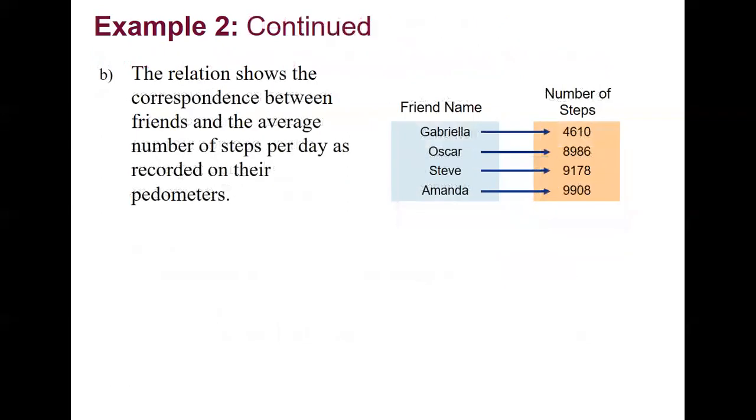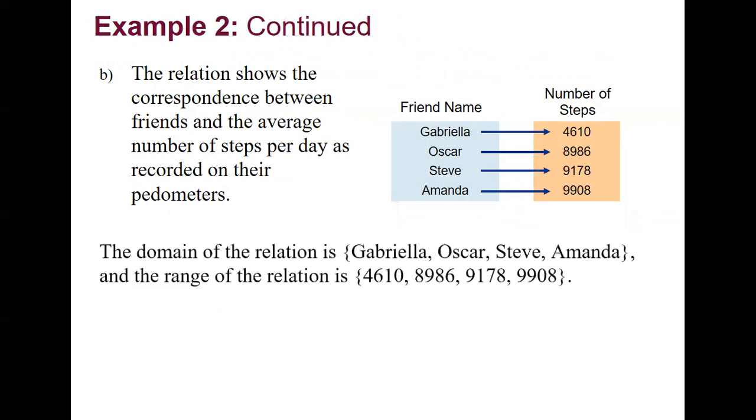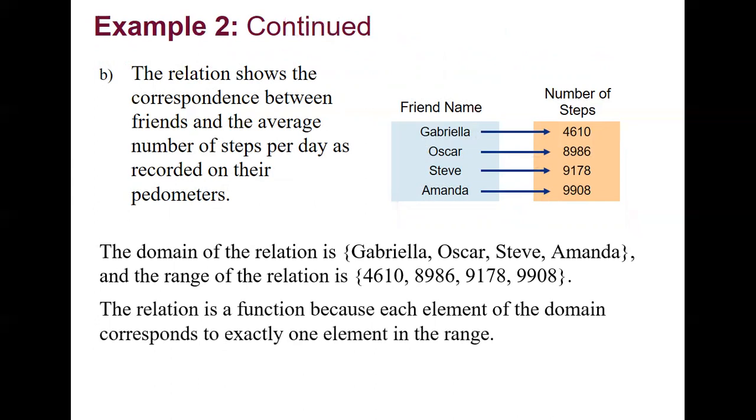All right, let's look at another example. What about this? Is this a function? Is this relation representing a function? It is, because our domain values are Gabriella, Oscar, Steve, and Amanda, and our range values are correspondingly individual as well. So this is a function, okay?